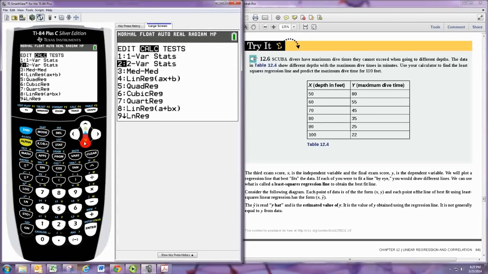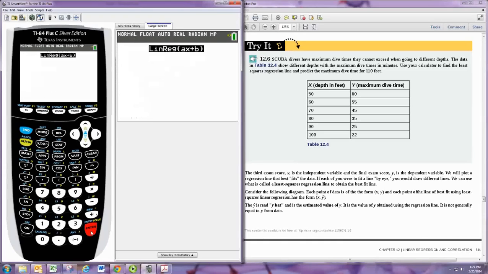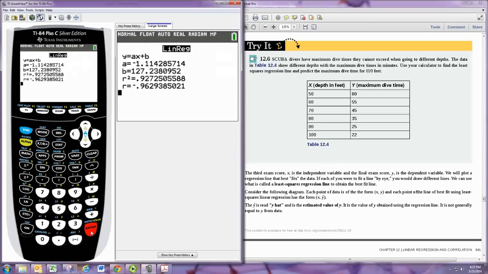STAT, CALC, linear regression, and calculate. And you should have those appear now. Now, A is going to be your slope, and B is your y-intercept. So you would need to be able to interpret these in situations.